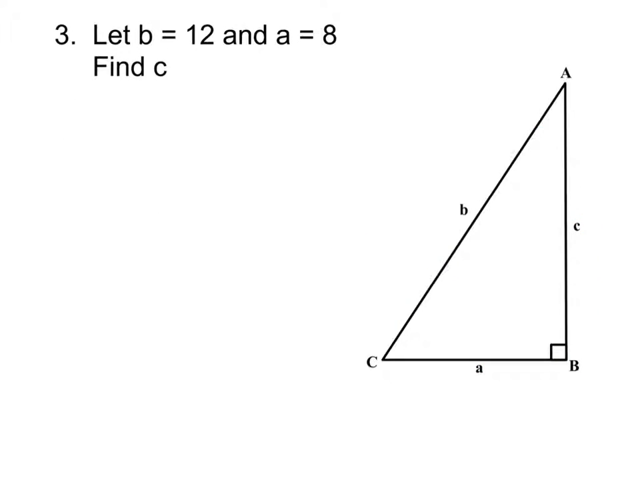Right, on the next problem, number 3 here. Again, we start the problem the same way. I look at labeling the pieces I know. Notice I know lowercase b is 12. Lowercase a is 8, so that's side A. Remember, lowercase is always the side lengths. And I'm trying to find lowercase c, so I'm trying to find that.